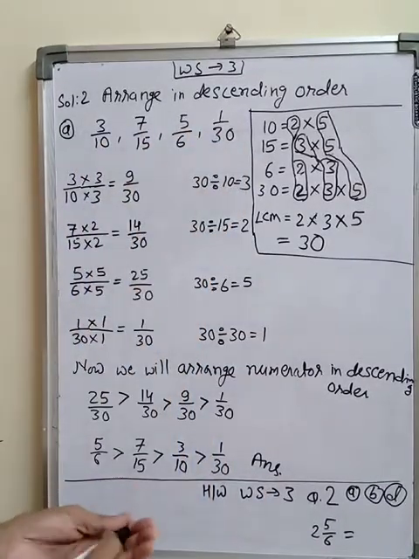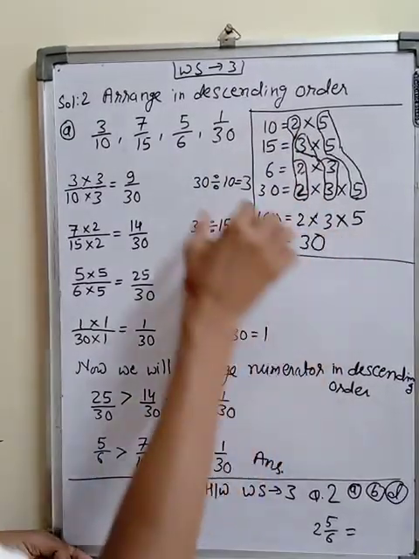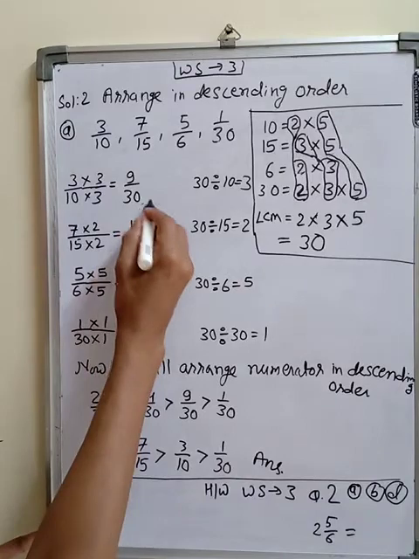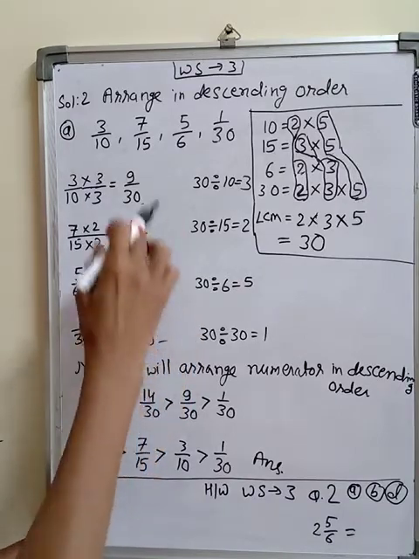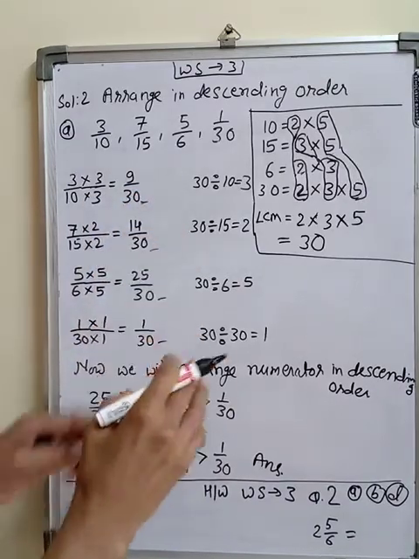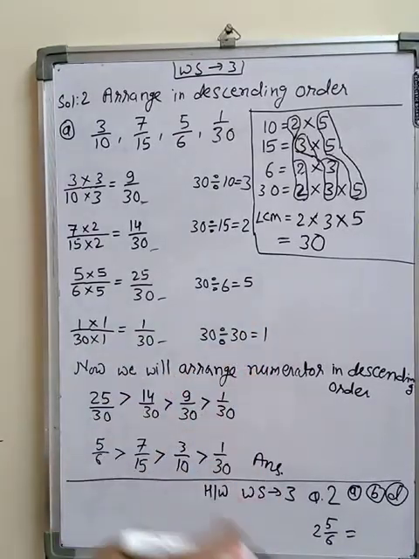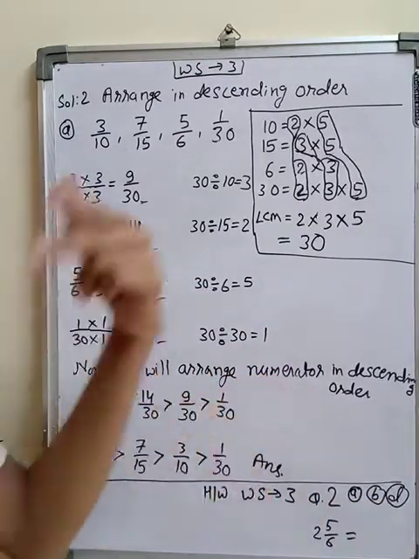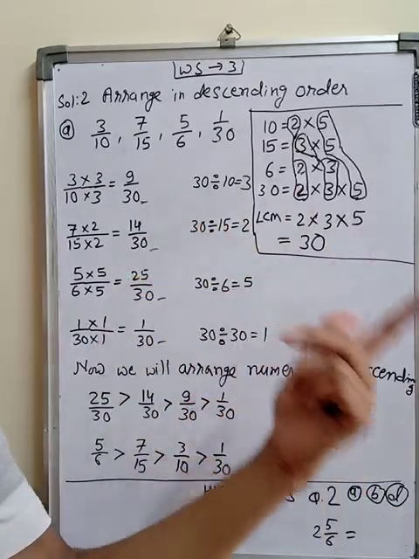So why are we doing this whole process of LCM? Because here you can see all the denominators are now the same. All the denominators are the same, meaning the cuttings are the same. Now, if the denominators are the same, we can compare the fractions by their numerators.